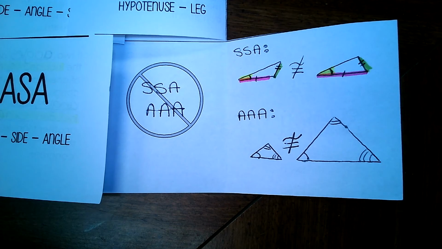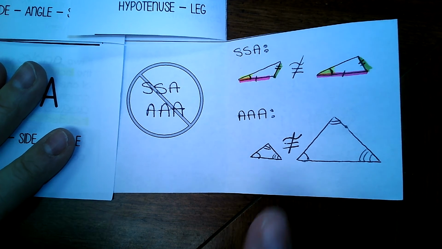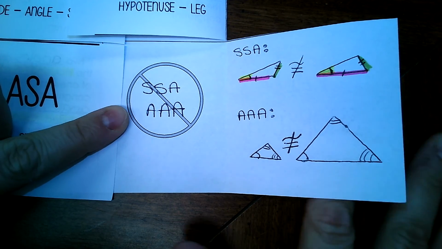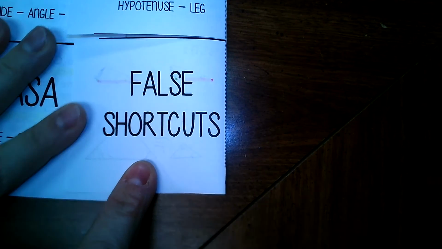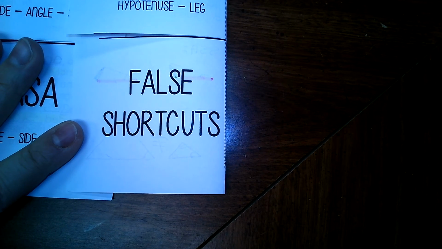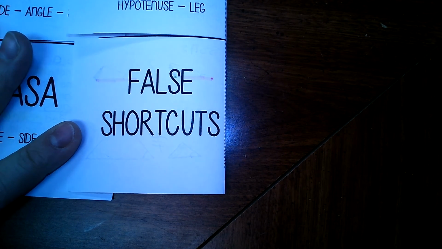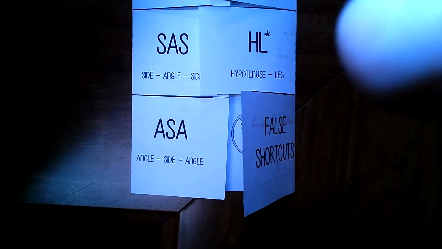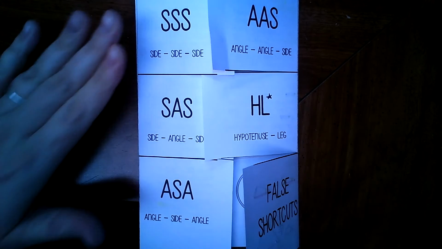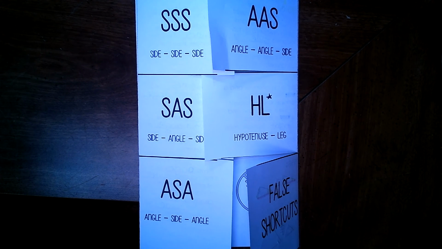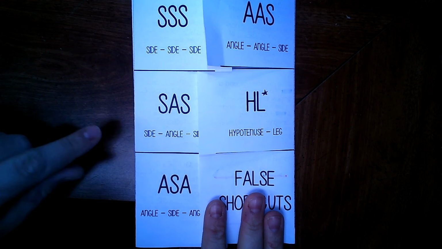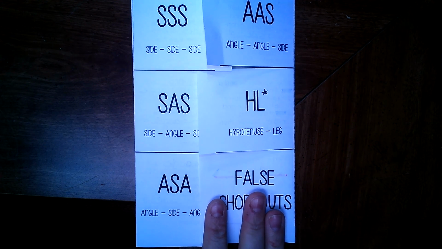So be wary of these 2 guys. Students confuse these 2 all the time. SSA and AAA are not ways to prove congruence. Not at all. All right, so keep this handy. These are going to be your choices for proving triangles congruent. Happy studying, and really pay attention in this lesson because our next lesson is building proofs, and that one's pretty challenging, and it's completely anchored in this idea. So happy studying. Good luck.